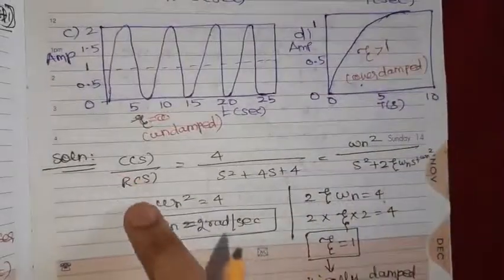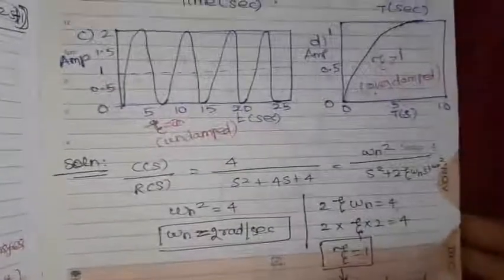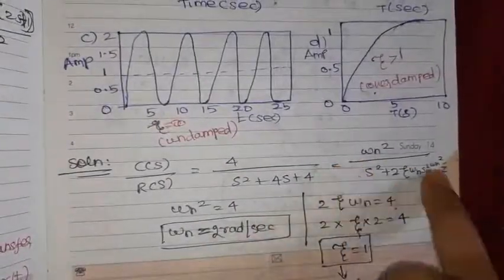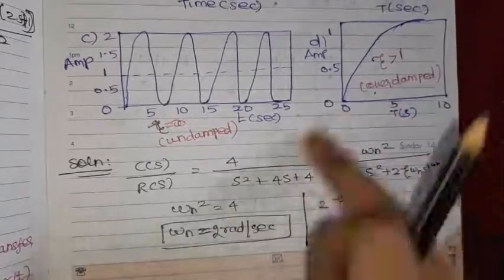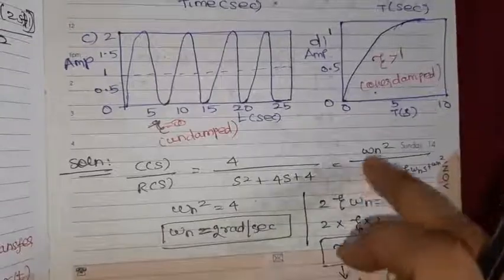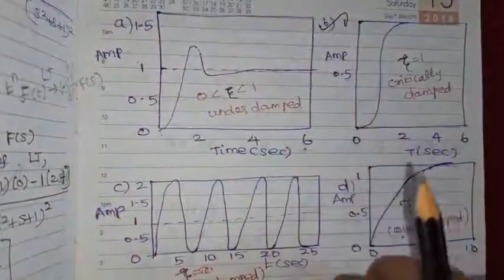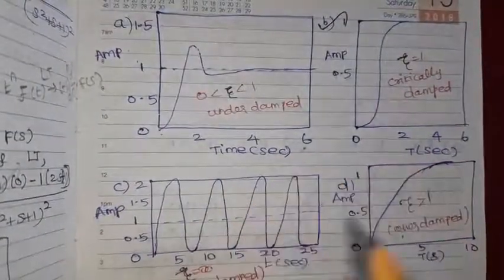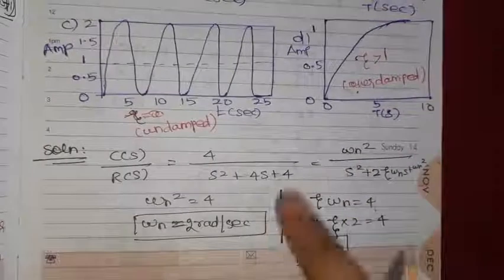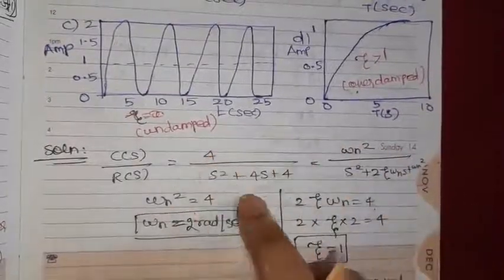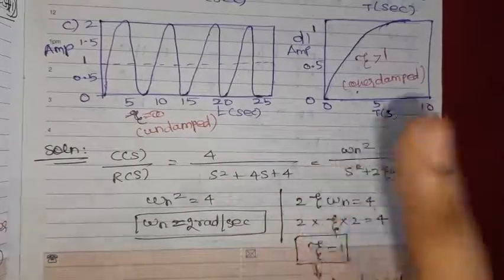So c of s by r of s value is given as 4 divided by s squared plus 4s plus 4. So omega n squared divided by s squared plus 2 zeta omega n s plus omega n squared, this is a standard second order closed loop transfer function. Just equate this to find out the damping of the system. From the damping of the system we can find out which response matches the given transfer function. So damping ratio zeta value we should know. So from this omega n squared equal to 4, then what is omega n? 2 radians per second.